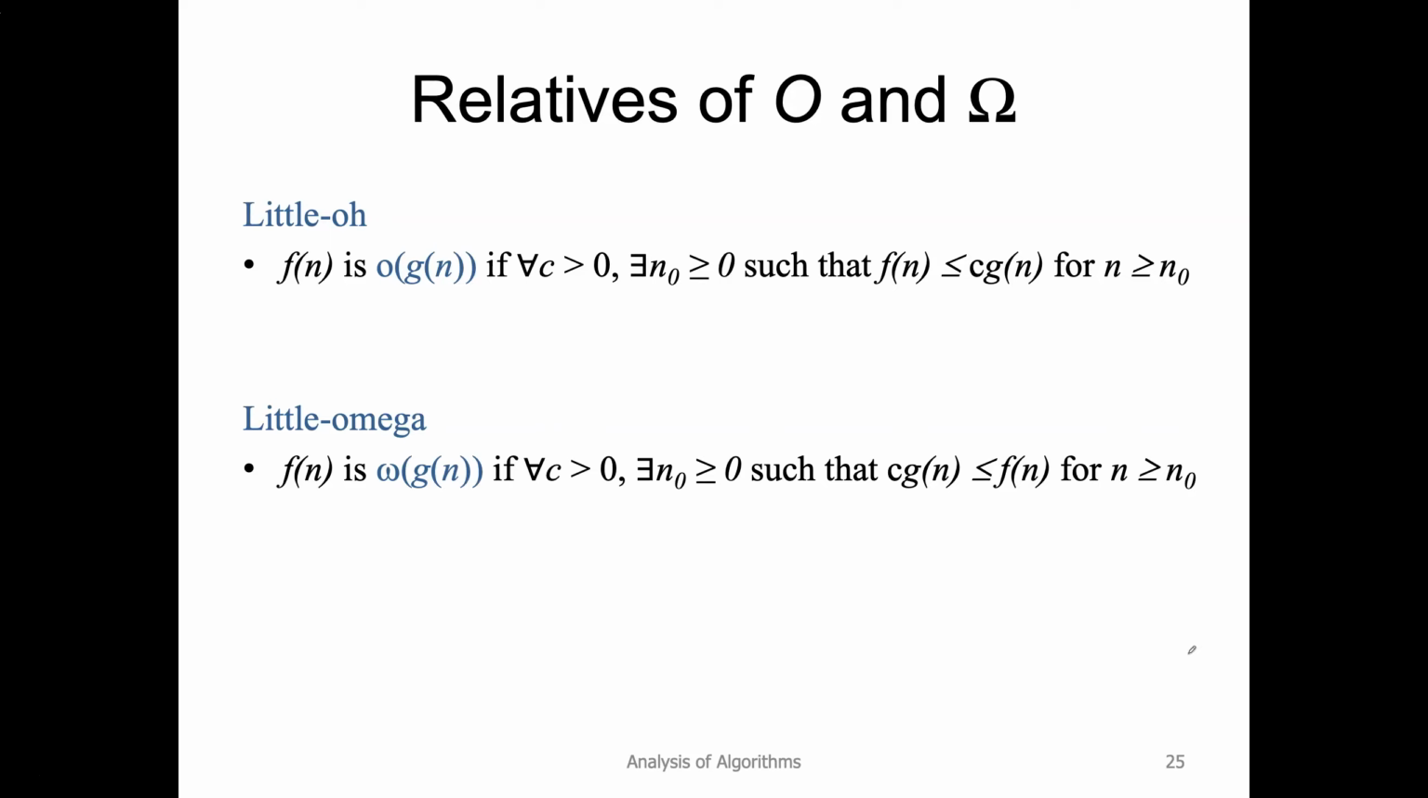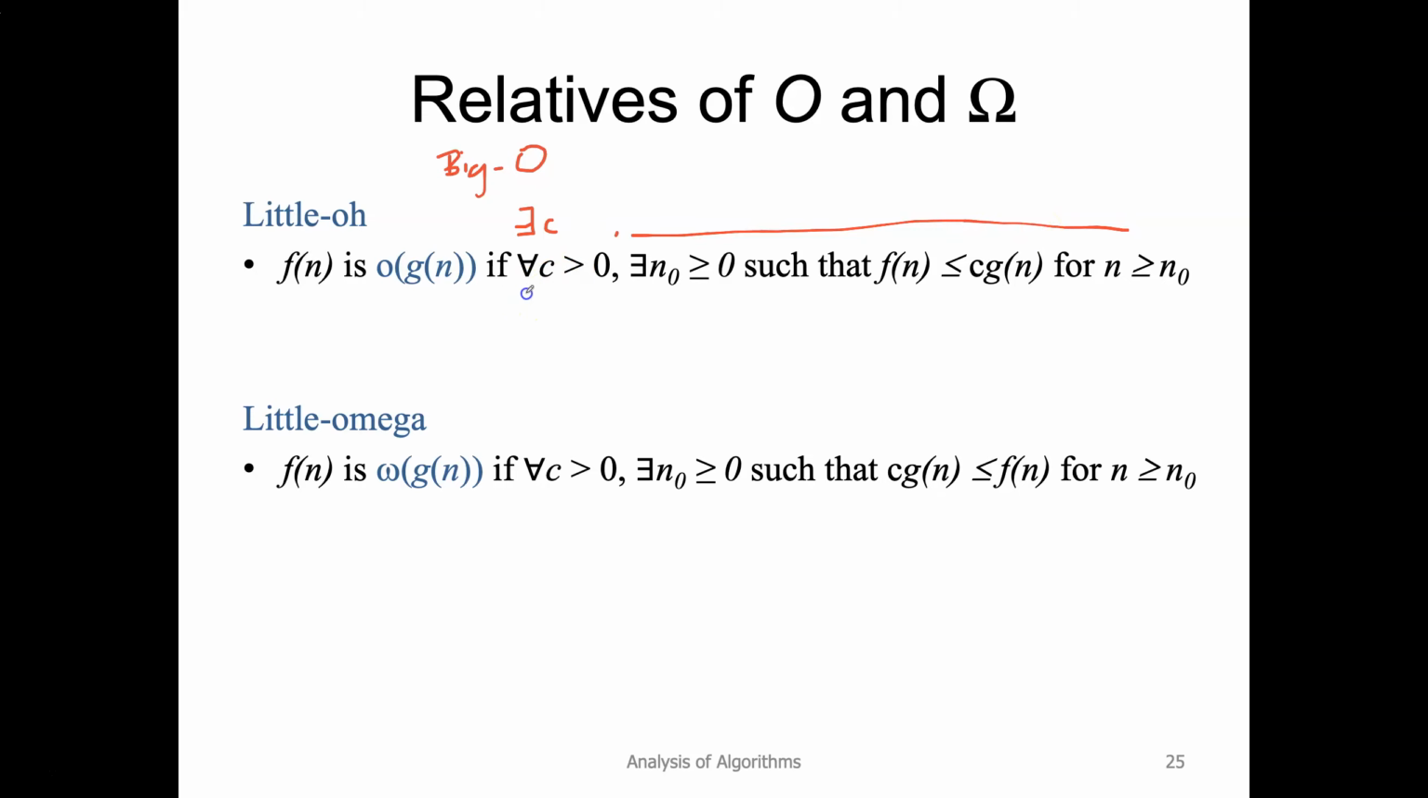But if f of n is big O of g of n, that doesn't necessarily mean that it's little o of g of n. So remember the big O definition. Let me put it in over here in red. The big O definition is there exists some positive constant c, and there exists some starting point n sub 0, so that f of n is less than or equal to c of g of n. That's the big O notation.